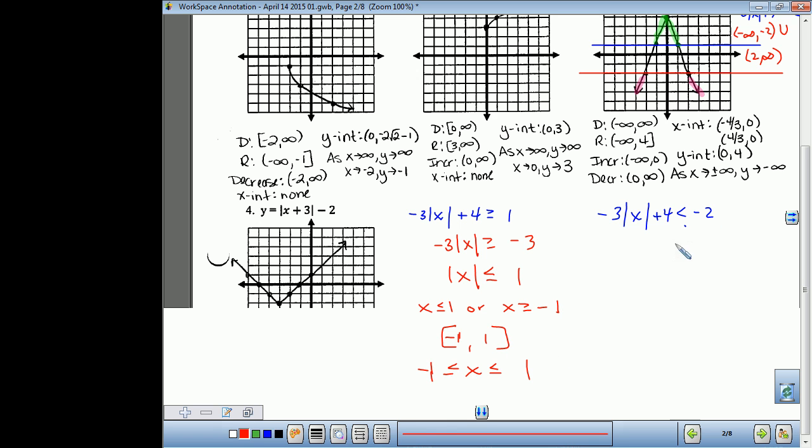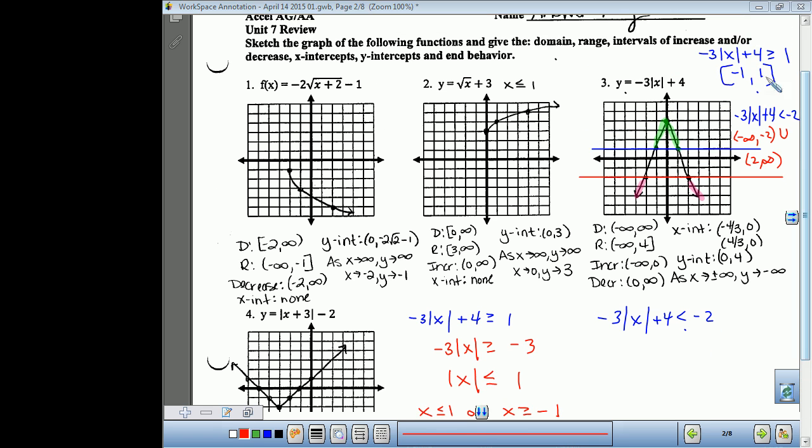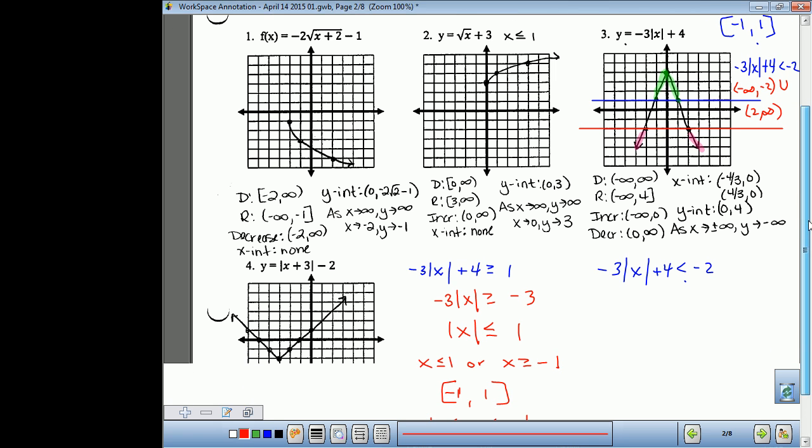Now this one, when we go to solve it, and guys, we already knew the answer to that was going to be that, right? Because we'd already investigated the graph. So we know the answer to this one is going to be this. But to solve it, we would move the 4 over, divide by the negative 3. We're dividing by a negative. So x is greater than 2, or x is less than negative 2.